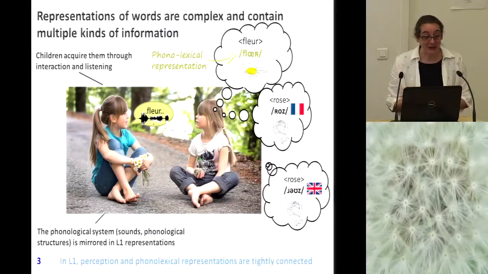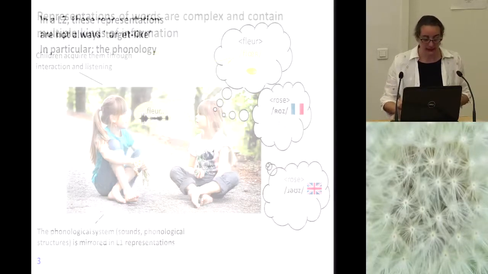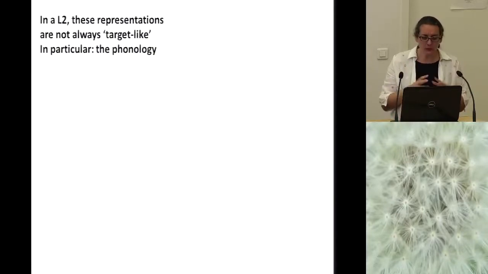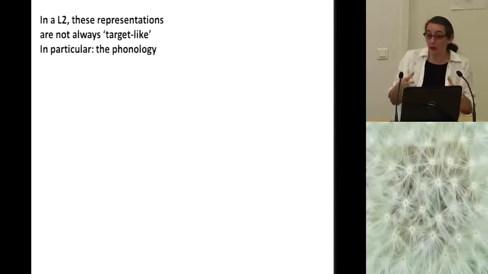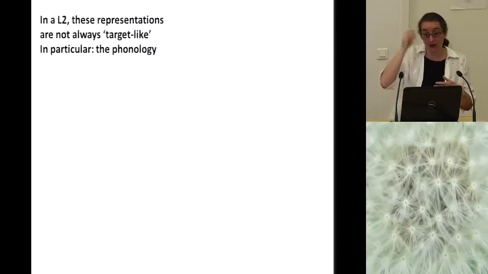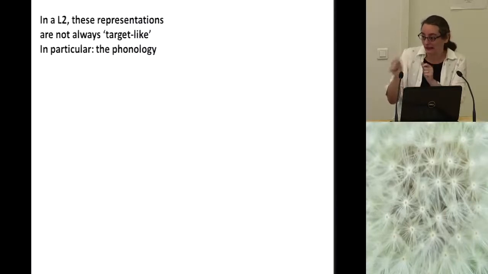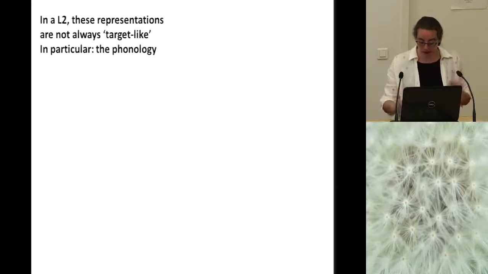But in a second language, that is also where things become complicated. And so in a second language, these representations are not always target-like. So when, for example, this French child, if she were learning English, right, the representation that she might build for the same concept might be slightly different, might not sound as British as it could be, for example.